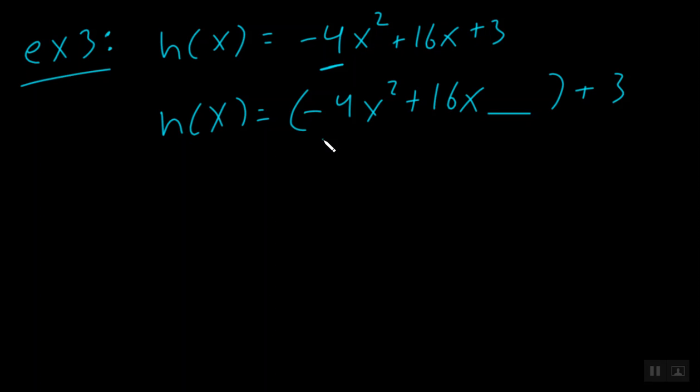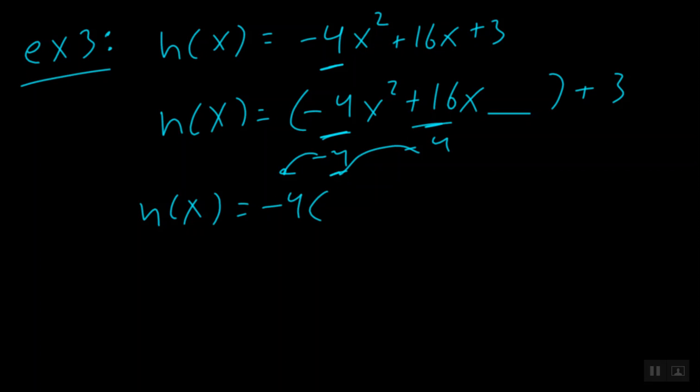And here we know we can factor out a negative 4 from both of these. What is that going to look like? H of x will equal negative 4 once we factor it out, parentheses, x squared, and wait, a positive divided by a negative is a negative 4x. Leave our space, good, plus 3.